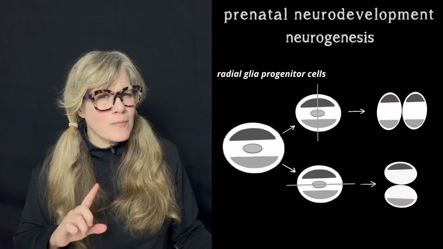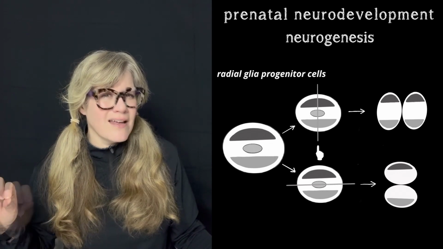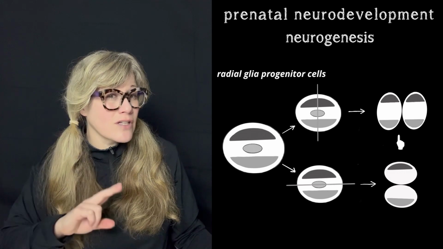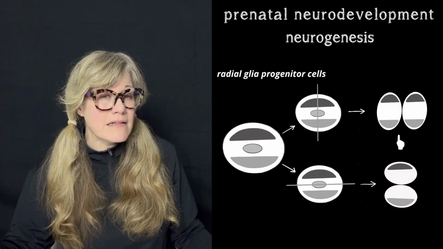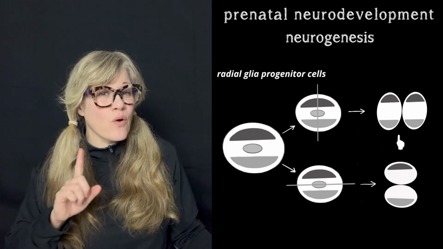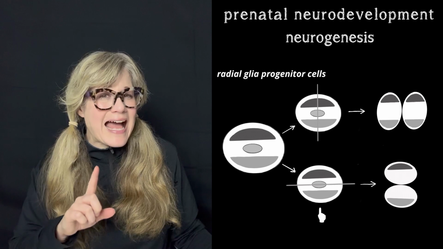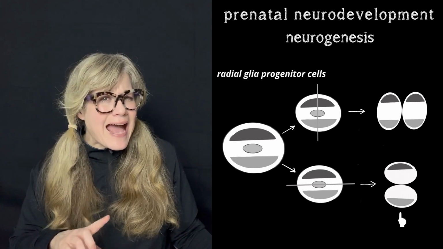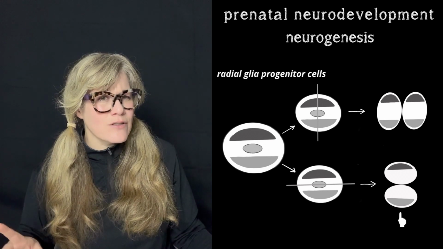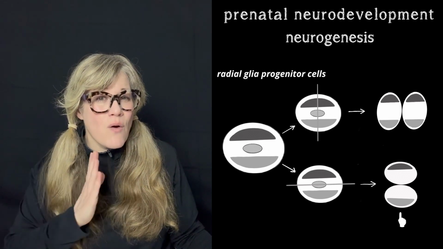Up to this point, their mitotic division has had a vertical cleavage orientation, and that produced 2 symmetrical daughter cells that went on to divide and multiply into more radial glia cells. Now, they will add a horizontal cleavage orientation to their mitotic division, and this will produce 2 asymmetrical daughter cells. So now, as the radial glia progenitor cells go through mitosis, they will divide either horizontally or vertically.